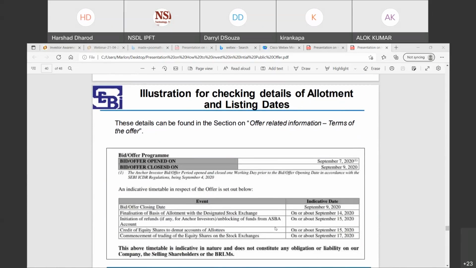Yeah, I think this is basically the issue opening date and allotment date. You can see it is already given in the document. It's a T+6 timeline. Once the issue gets closed, the third day is the basis of allotment day, and post that the sixth day would be the listing date. So these dates can be seen on the website.